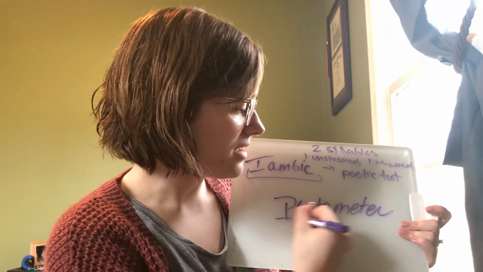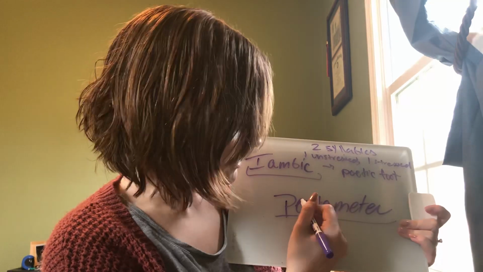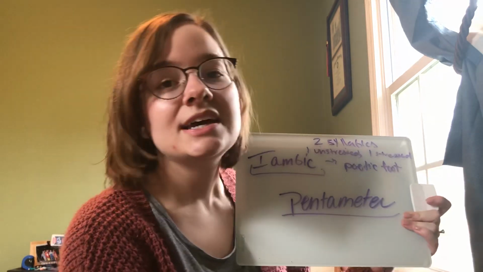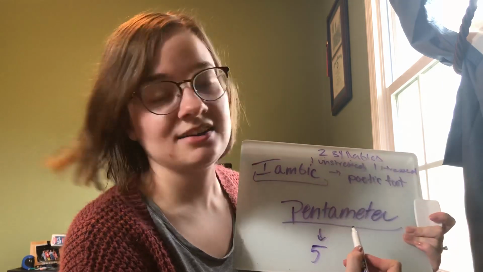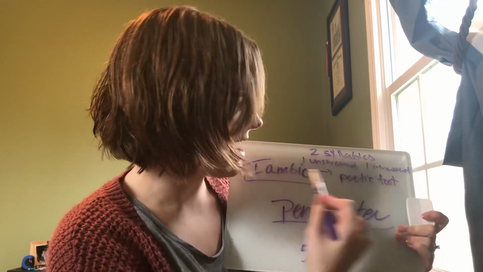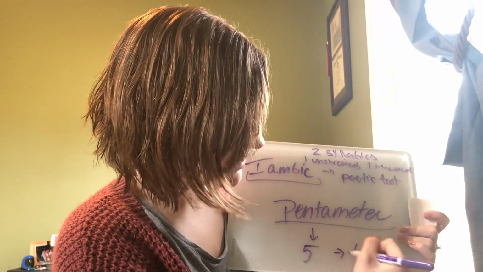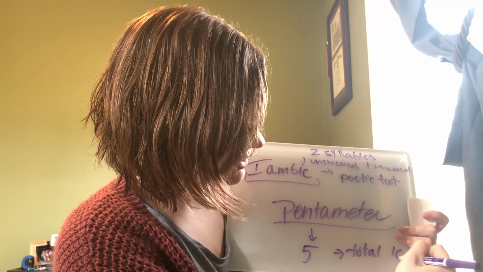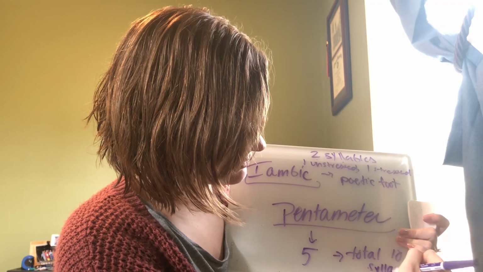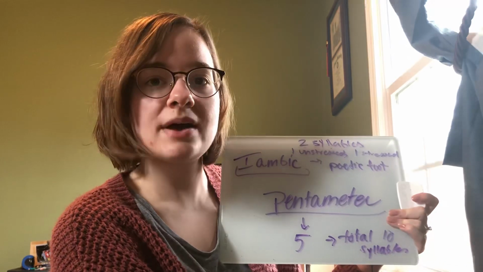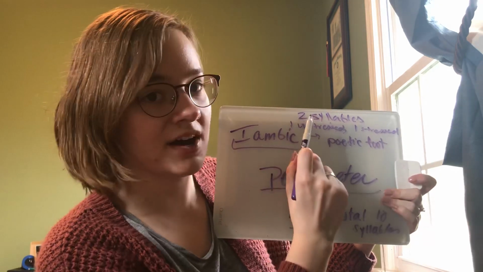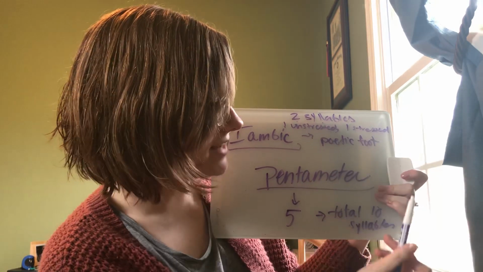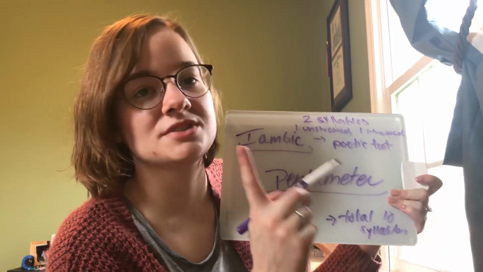Okay? And then pentameter, that's an E. Pentameter is that idea that penta means 5. So in a line, there are 5 of these iambic feet, which means you have a total of 10 syllables. Okay, that's all it is. So you have 2 syllables in an iambic foot, 1 unstressed, 1 stressed, and then pentameter, you have a total of 10 syllables in one line. So let's look at our example.